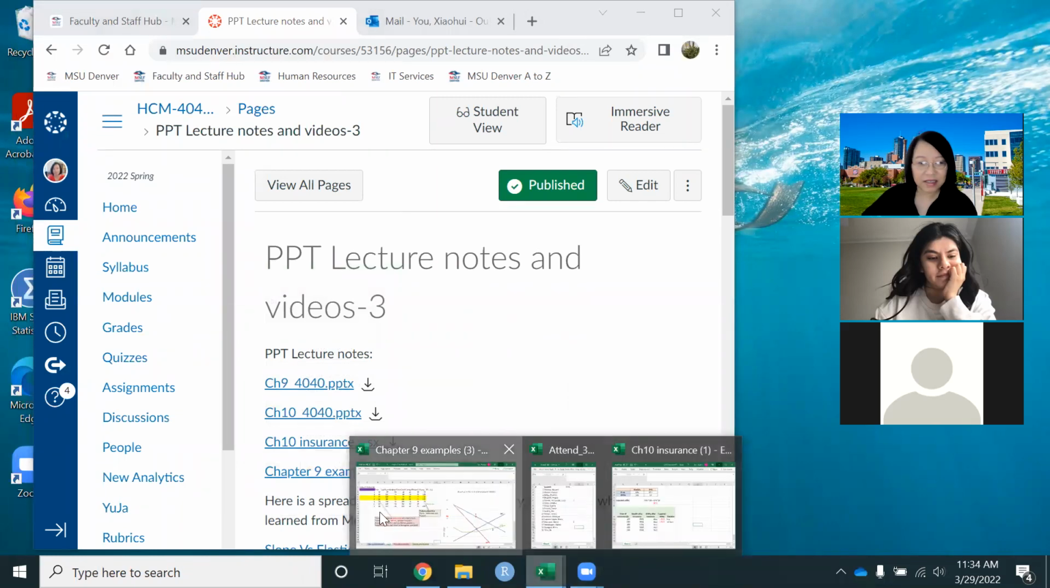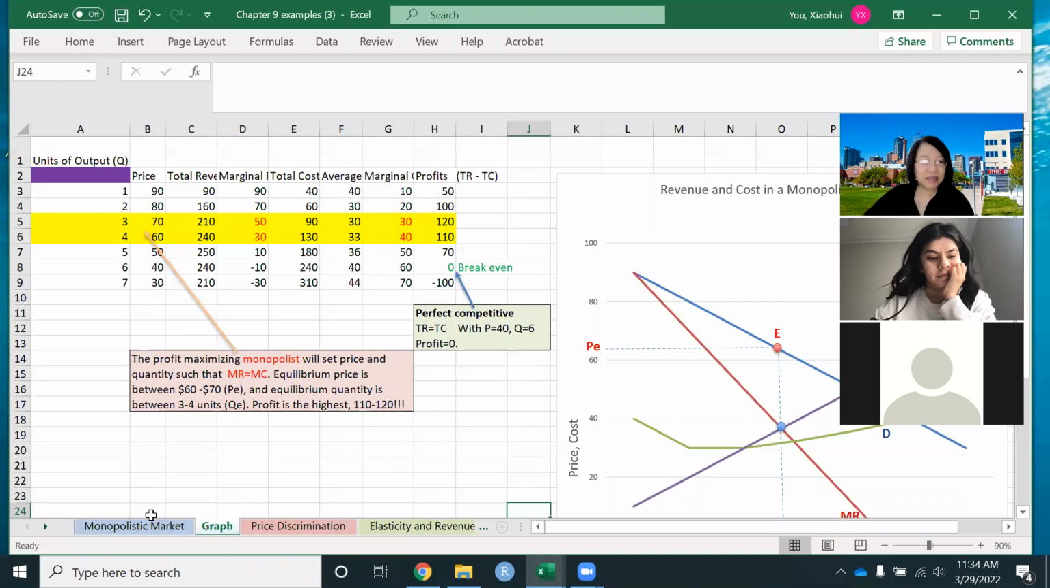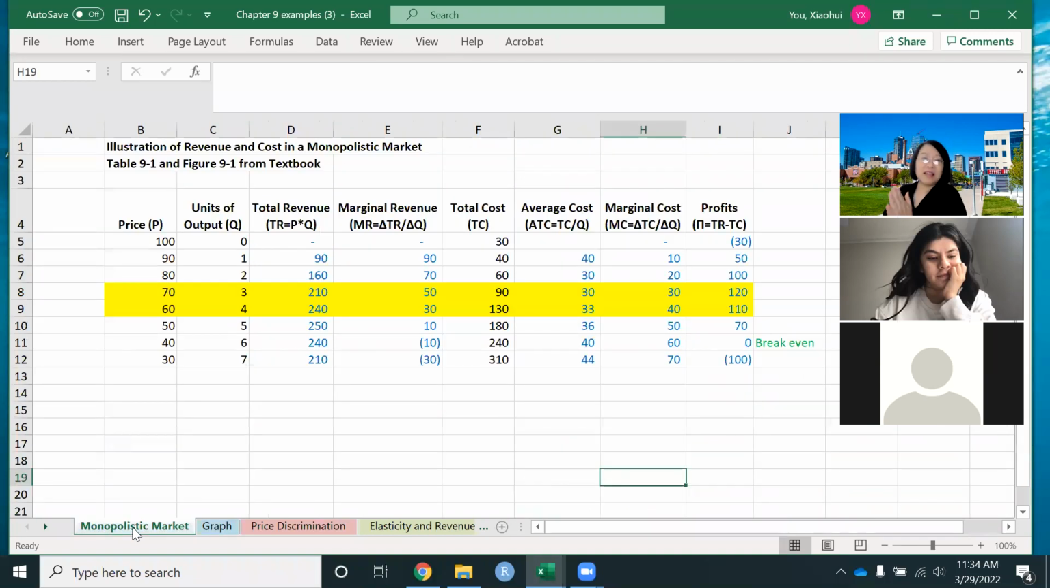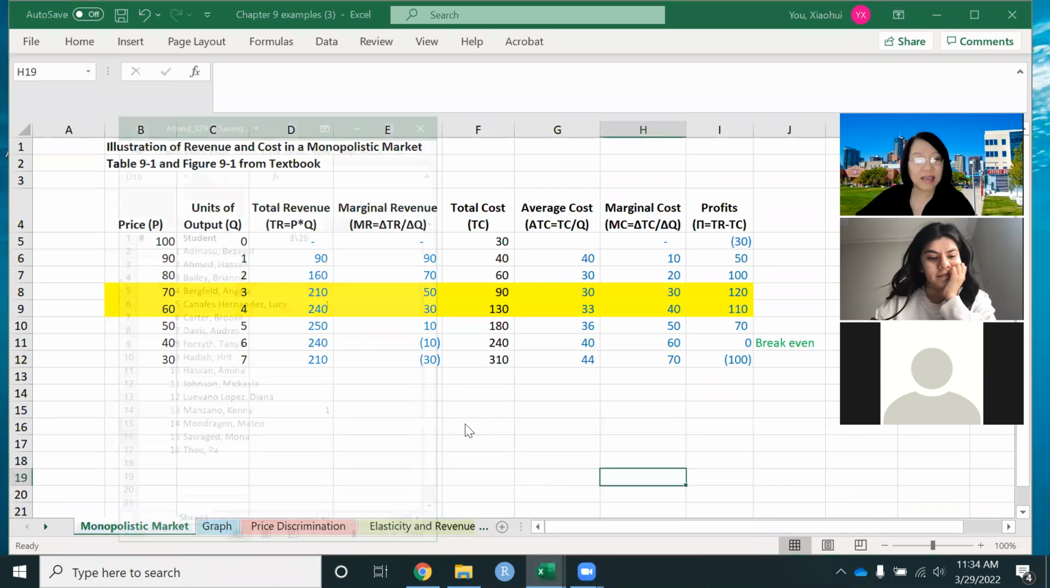So let's look at chapter 9. So chapter 9 is talking about the monopolistic market.